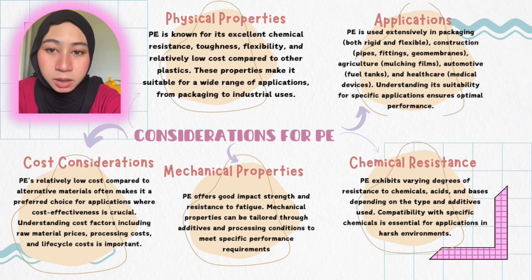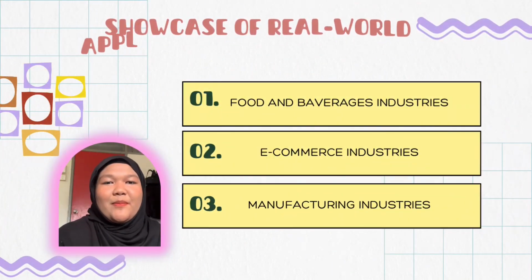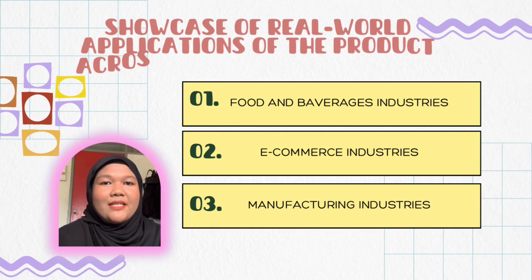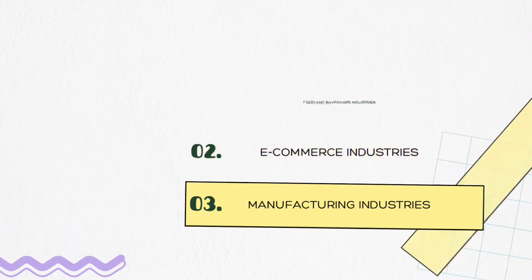For physical properties, this is caused by excellent chemical resistance, toughness, flexibility, and low cost. For application, polyethylene is used extensively in packaging, construction, agriculture, automotive, and healthcare. So, in my part, I'm going to explain a showcase of real-world application of the packaging film across different industries. First, we have food and beverage industry, followed by e-commerce industry and manufacturing industry.